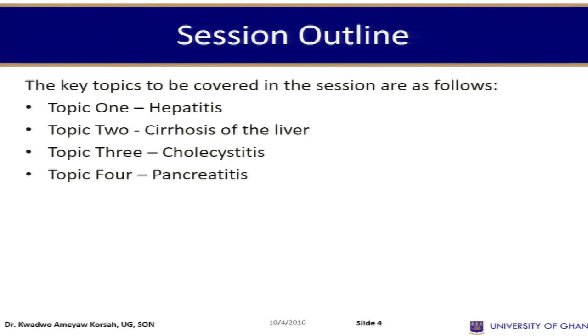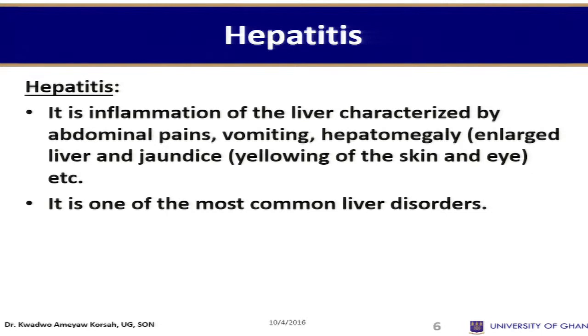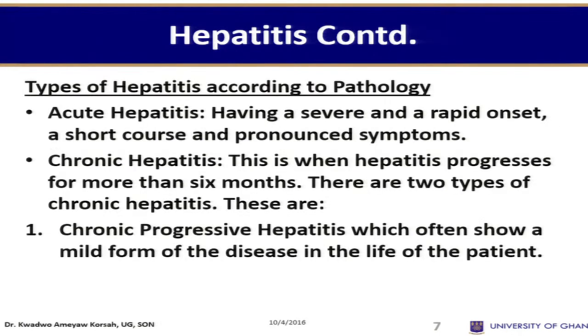For some of the conditions here, we have provided extensive notes, and you should be able to read on your own. We have given a lot of examples, especially under hepatitis and cirrhosis of the liver, which are very common conditions in our part of the world. Hepatitis is the inflammation of the liver characterized by abdominal pain, vomiting, hepatomegaly, which is an enlarged liver, and jaundice. It is one of the most common liver disorders.